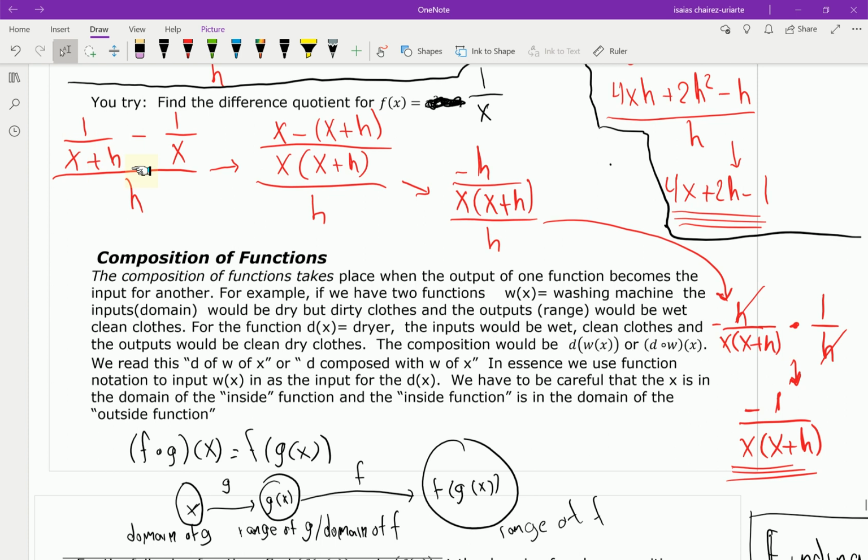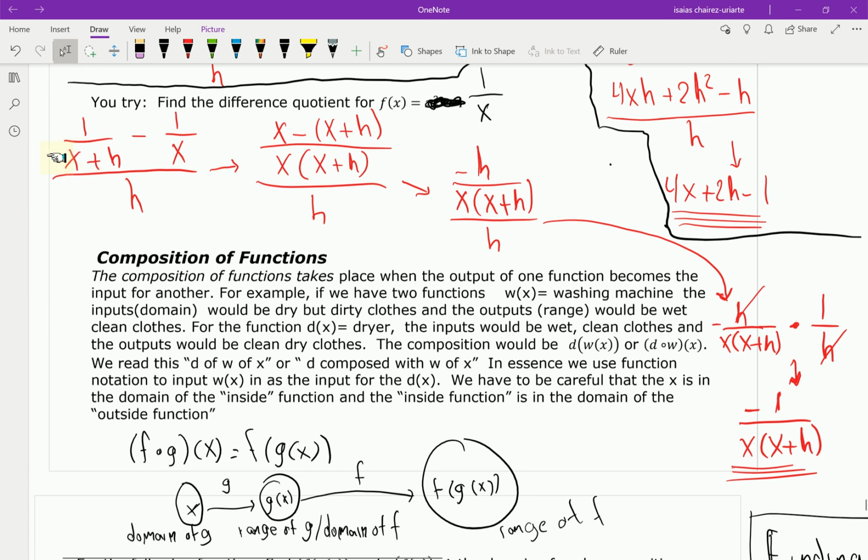So let me look at the numerator. Here, there's this numerator. The numerator involves a subtraction of fractions. I need to subtract fractions. In order to subtract fractions, I need to get a common denominator. And while I'm looking at this denominator of this fraction, it's x plus h. I'm looking at the denominator of the other fraction, is just x. What would be a good common denominator for these two fractions? And hopefully we agree that it's just the product of the two denominators. All right, so my common denominator should be x times x plus h.